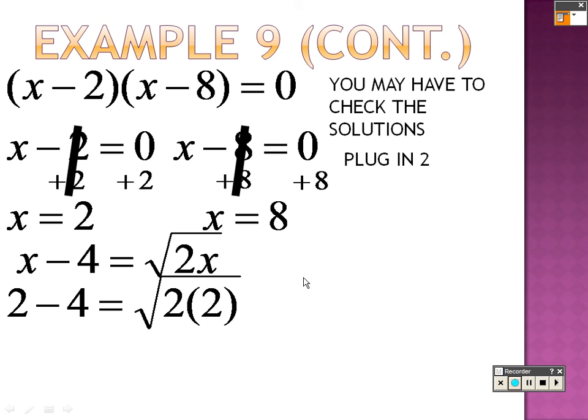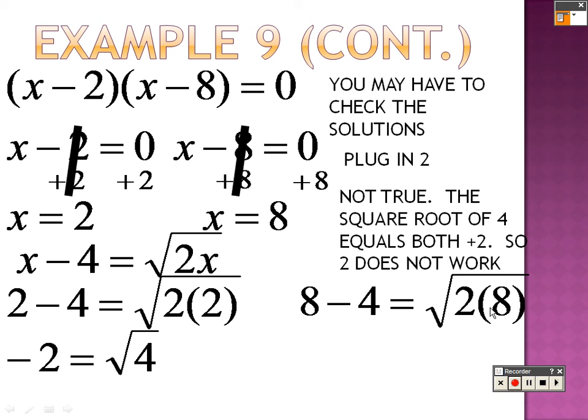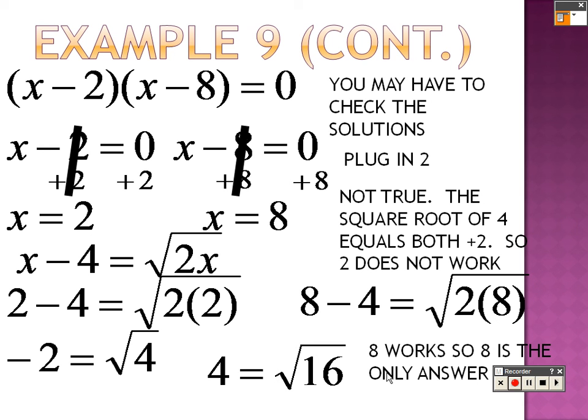So let's plug in the 2. When I plug in the 2, 2 times 2 is 4. So I got a negative 2 and root 4. It's not true because the square root of 4 equals a positive 2, not just a negative 2, so 2 doesn't work. 2 times 8, square root of 16 is 4. 8 works, so 8 is the only correct answer for the problem.